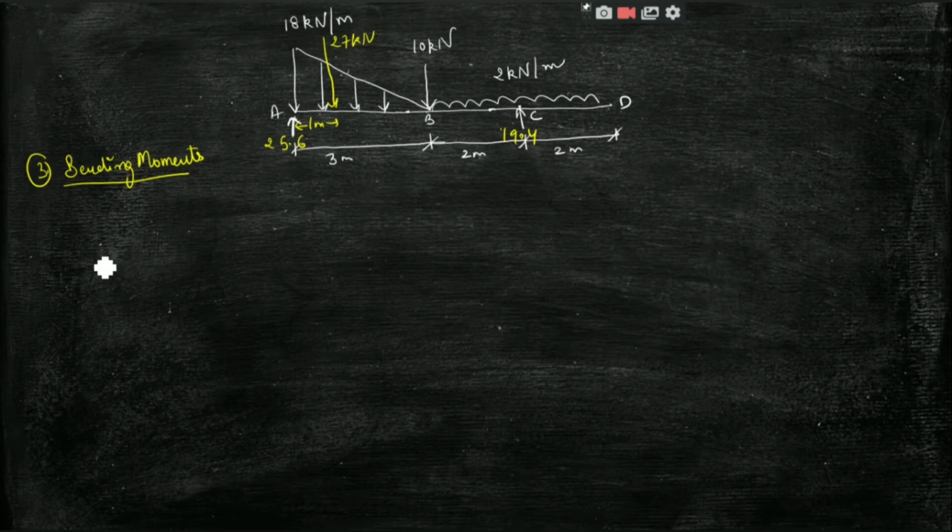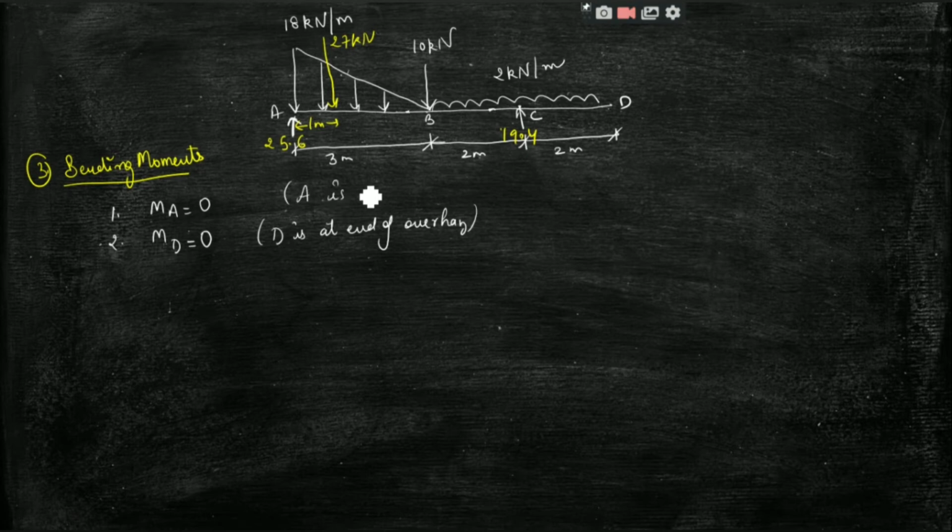Okay, so as we know, this is a beam having a simple support at A. So I can write that MA will be 0, and I can also write that MD is equal to 0 because D is at the end of the overhang. And A is our hinge support or simple support, so here also the moment will be 0. So we will calculate the moment at B and C.